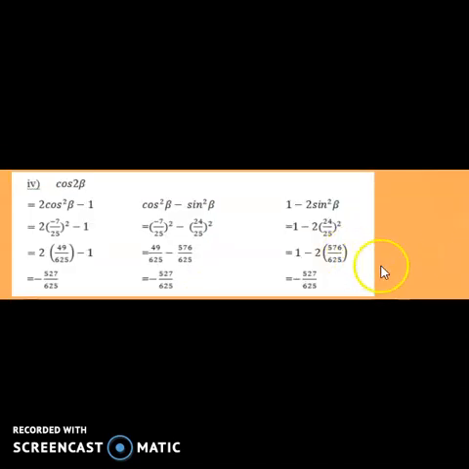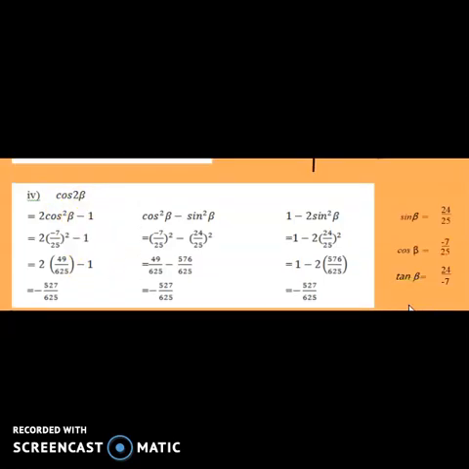The very last question in this sequence is cos of 2 times the angle beta. Before I do, for this beta that we're dealing with, our value for sine is 24 over 25. The value for cos beta is negative 7 over 25. The value for tan beta is 24 over negative 7. I just want to stress that before we continue.